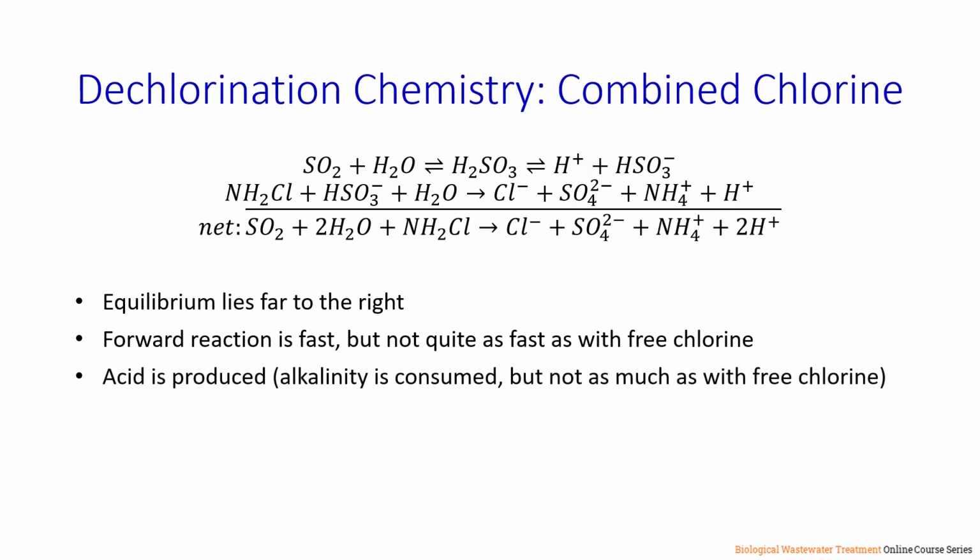As I mentioned before, acid is going to be produced, which means that alkalinity is going to be consumed, but not quite as much alkalinity consumption as we observe with free chlorine. And then lastly, we notice that ammonia nitrogen is a product of this reaction.